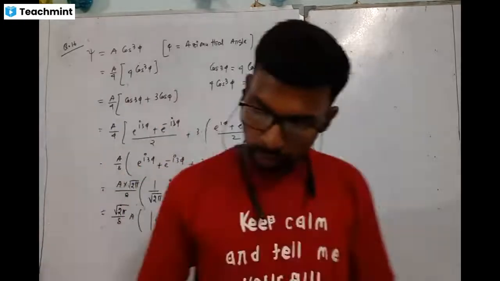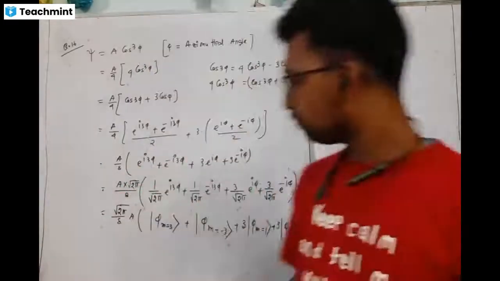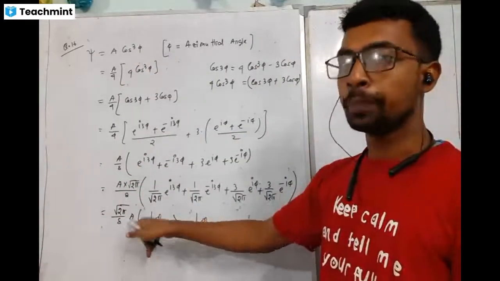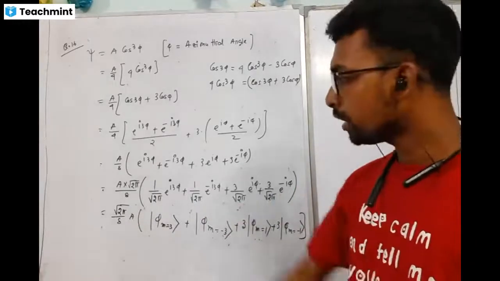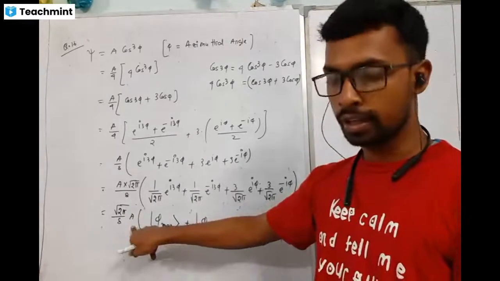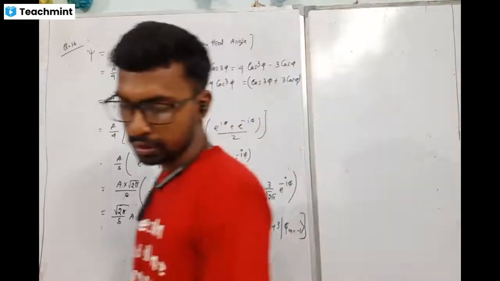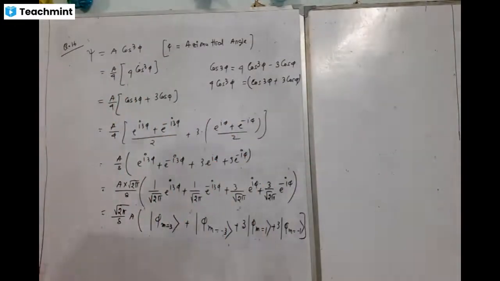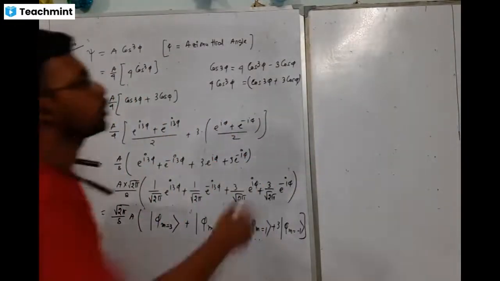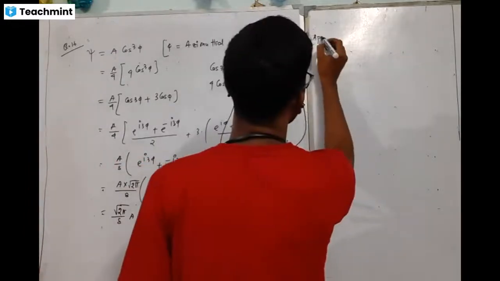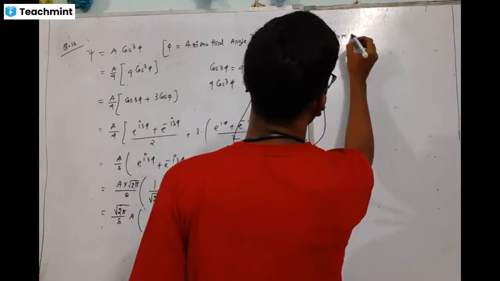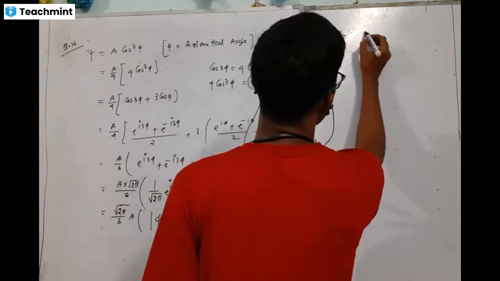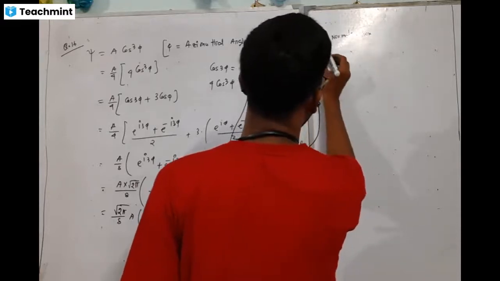Now we can find out the value of this constant a. Now we can find out the value of a. We have to find this value of a. So we can use the normalization conditions. Apply normalization conditions.